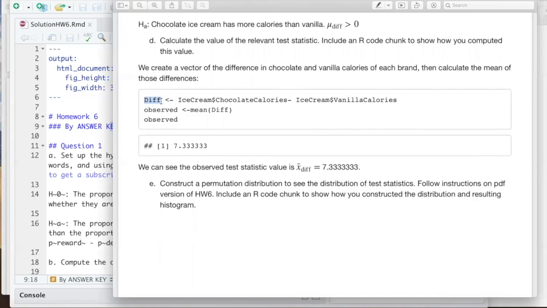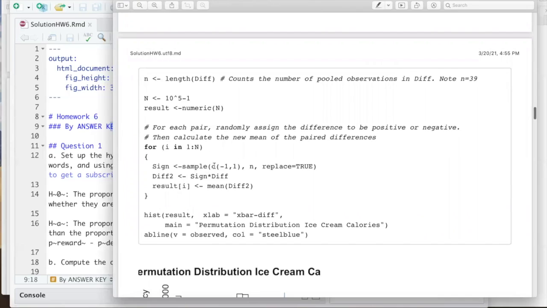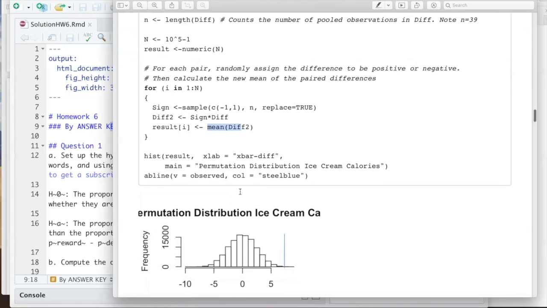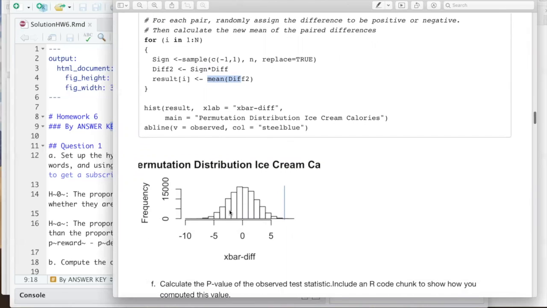of 39 different differences. And so in this step, we're going to multiply each of these 39 randomly selected plus or minus signs to our vector diff. And this has the effect of randomly assigning which calorie count was vanilla and which calorie count was chocolate by randomly assigning a sign to the difference. Then, after randomly permuting what sign we give each of these differences, we recalculate the mean, and all of those means are being displayed on the histogram below here.